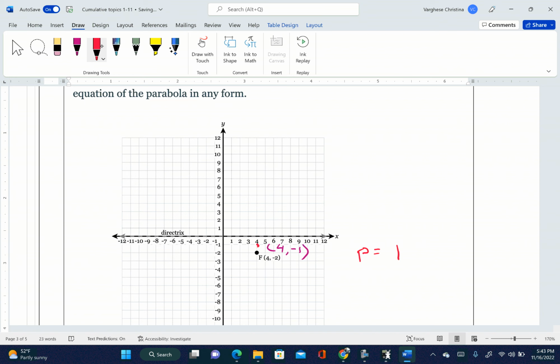Here's our vertex. So remember that this is the line, right? It can never cross that line. So it has to go down, right? The parabola has to go down. Since it's a sad face, its p is equal to -1.